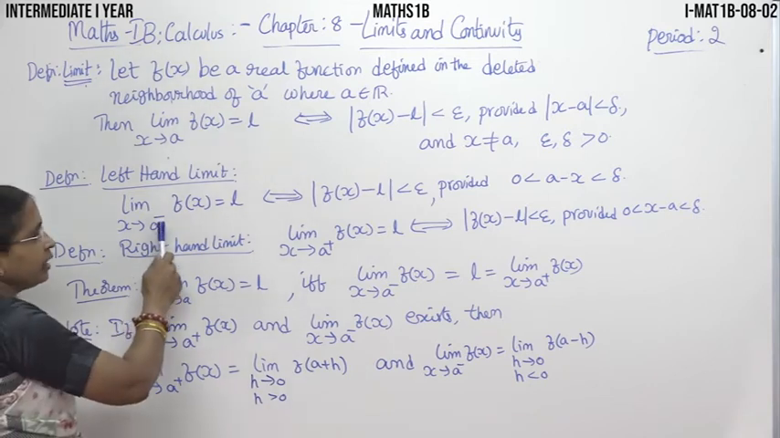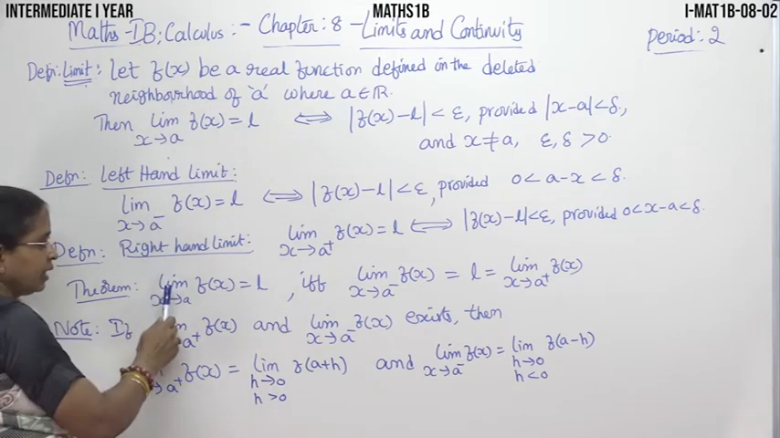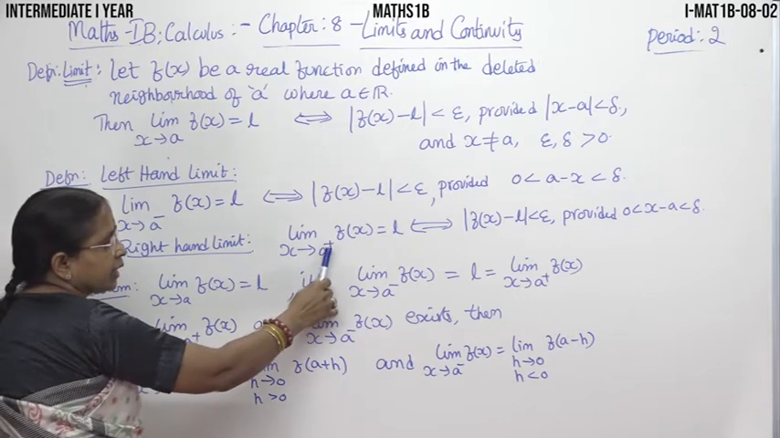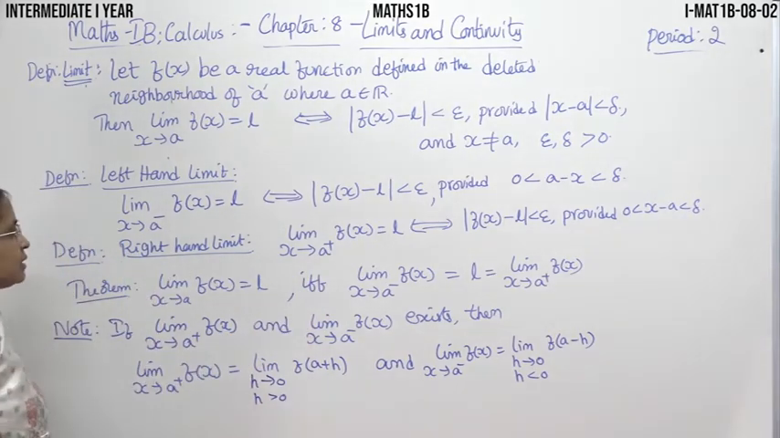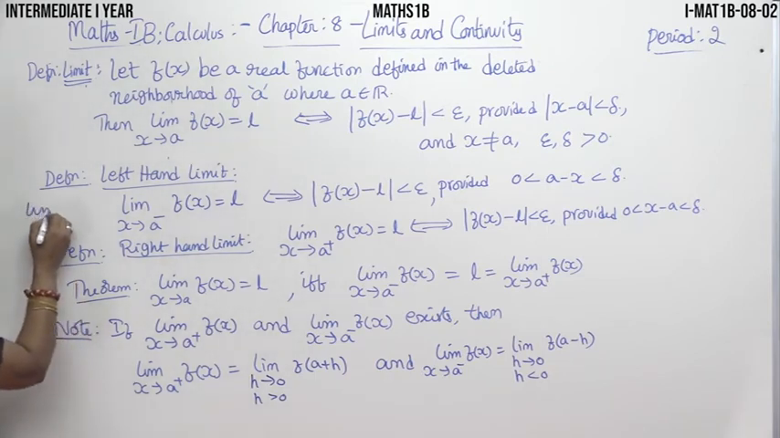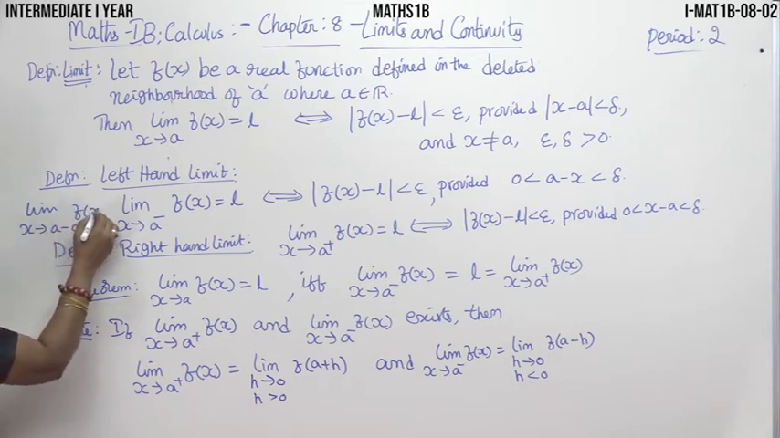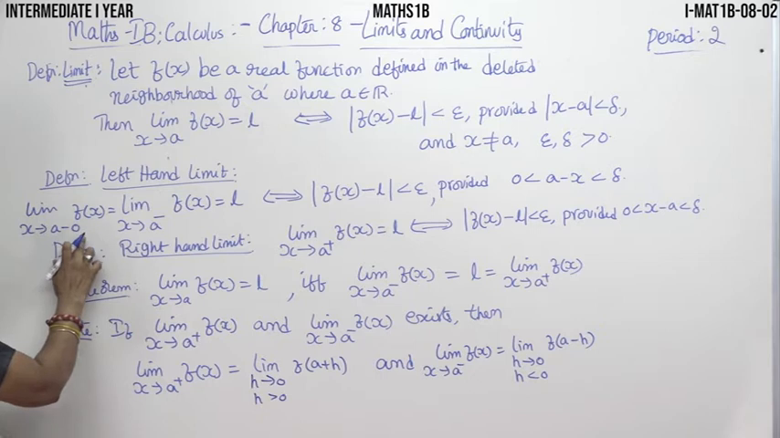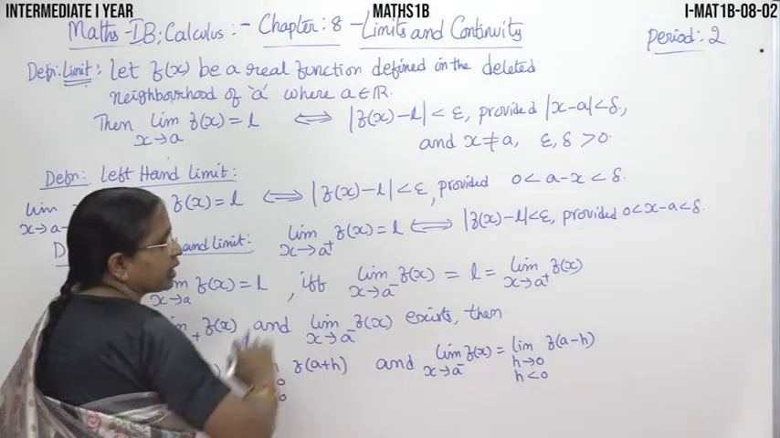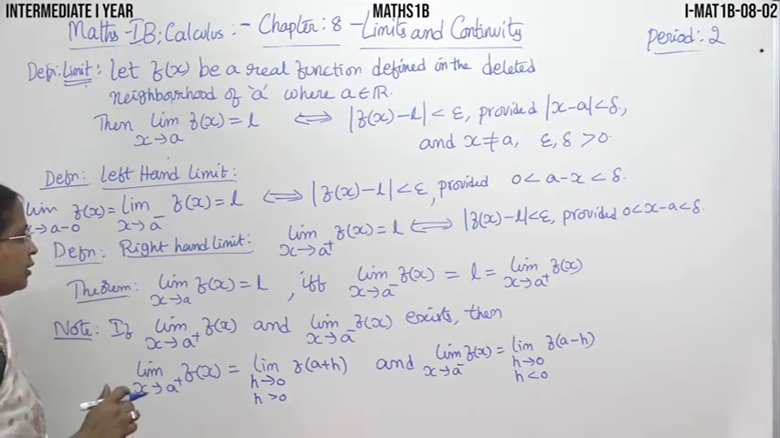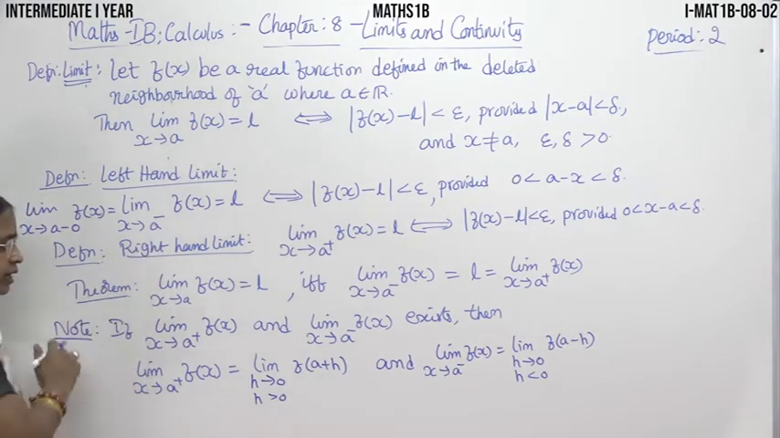Now for left hand limit we write a minus, and for right hand limit we write a plus. So these are the symbols. Sometimes we also write the limit as x tends to a minus 0. Like this we write a minus 0 for left hand limit and a plus 0 for right hand limit. These are some symbols that are used for left hand limit and right hand limit.